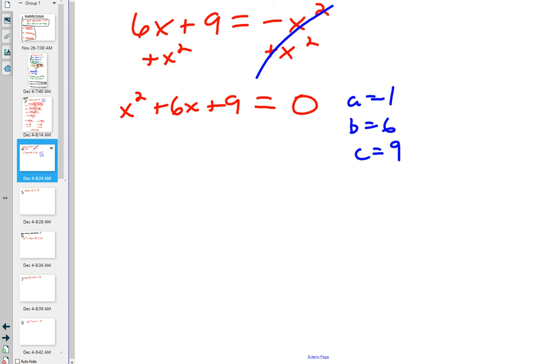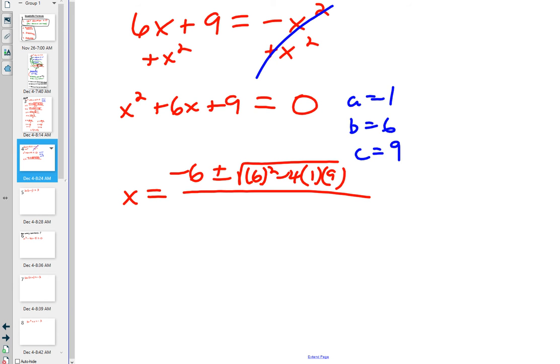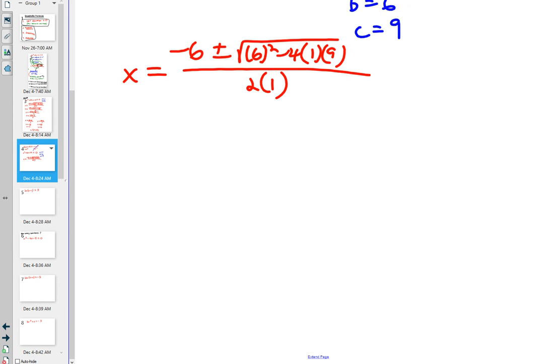All right, let's substitute. X is equal to, if b is 6, what is negative b? -6, plus or minus the square root of 6 squared minus 4. A is 1, c is 9. What's the name of the part that we start at? Better learn that name. What is it? Discriminant. Keep the 6 negative, plus or minus. 6 squared is 36. How many negatives come afterwards? Is that a negative 4? It is. It's always a -4. That's always there.